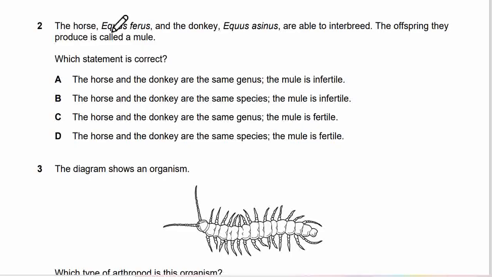Let's move on to the second question. Question 2, the horse and the donkey are able to interbreed. The offspring they produce is called a mule. Which statement is correct? A, the horse and the donkey are the same genus. Yes. And the mule is infertile. You keep this answer. The horse and donkey are the same species? They are not, because this is not the same word. The last word refers to the species and is not the same word, so they are not the same species.